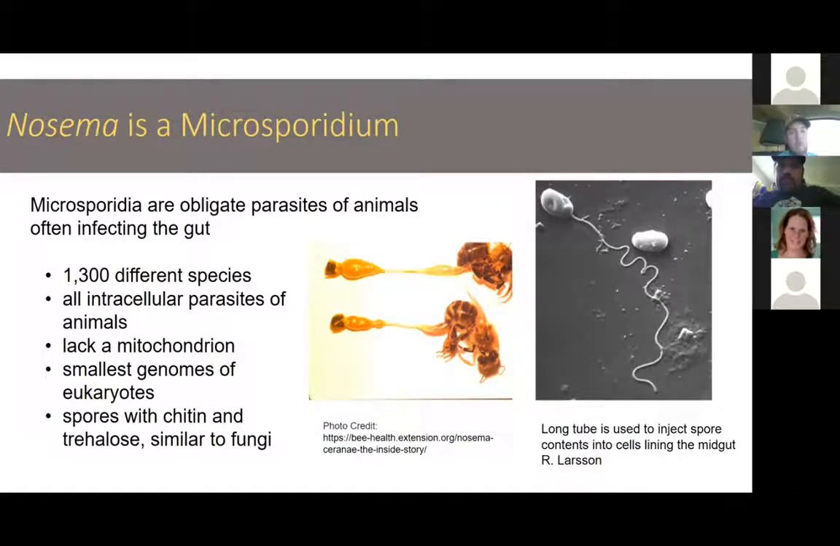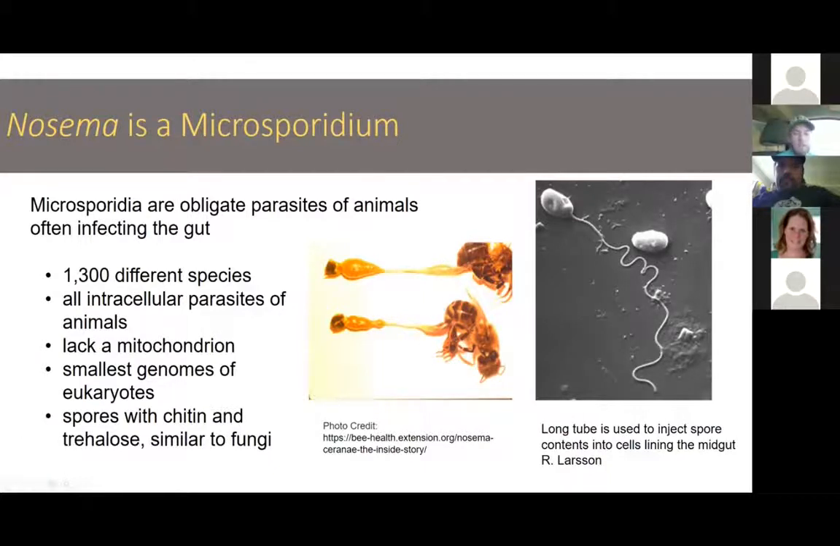Intracellular obligate parasites affect the gut of the host. Obligate parasites cannot complete their life cycle without a host, as is the case with Nosema and honeybees. The picture in the middle is a comparison of two different bee guts that have been pulled out. The top one is clearly lighter in color than the one on the bottom, and that light color suggests that it is infected.